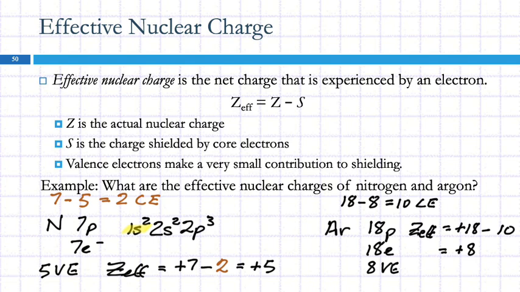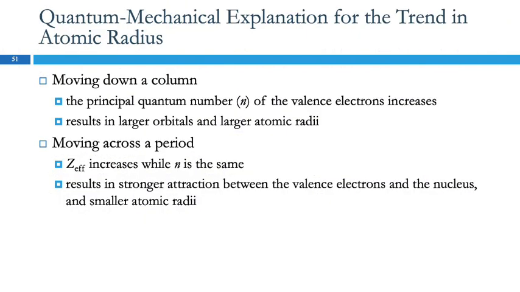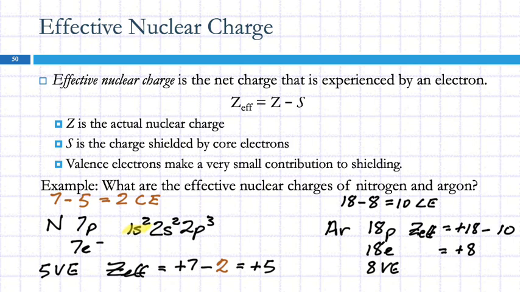So the elements on the right side of the periodic table experience a higher effective nuclear charge. The force of attraction between the nucleus and the electrons is stronger, which is going to pull the electrons in closer, making the atoms smaller. So for argon, the effective nuclear charge is 8, right? Yeah. And if you do it, you find that the effective nuclear charge for all of group 8 is 8.